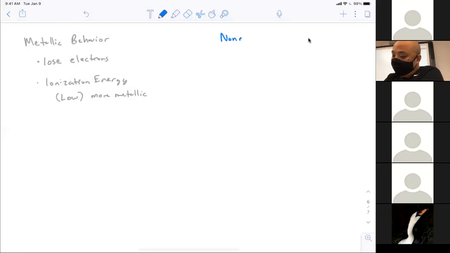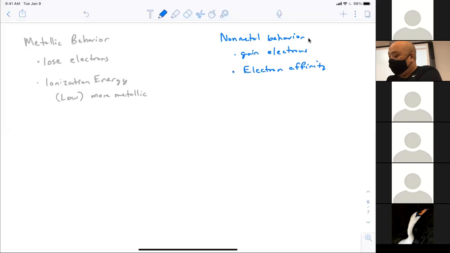Conversely, non-metal behavior is where you want to gain electrons. So guess which trend that is? Electron affinity. In this case, you want a high electron affinity because you want to gain electrons. So you want the atom that can gain electrons the best.